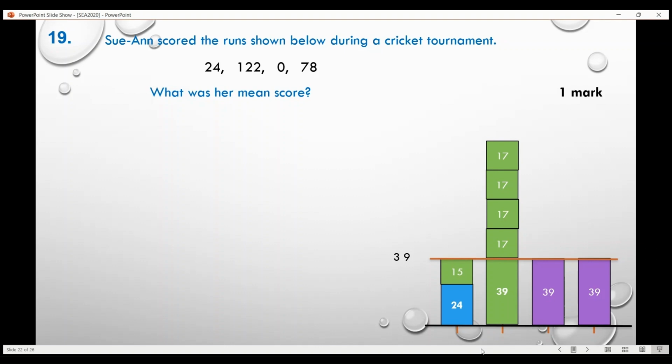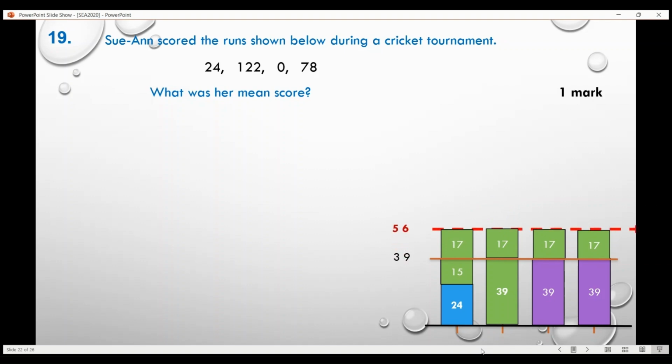So we split up the 68 into 4, and now we can take that and share it so that each one of them gets 17 more. The fourth column, the third column, the second column already has 17, and the first column. So now we can see that there's an even amount straight across for each of them, which is 56. And we got 56 by saying 39 plus 17. So that is our mean score, 56.